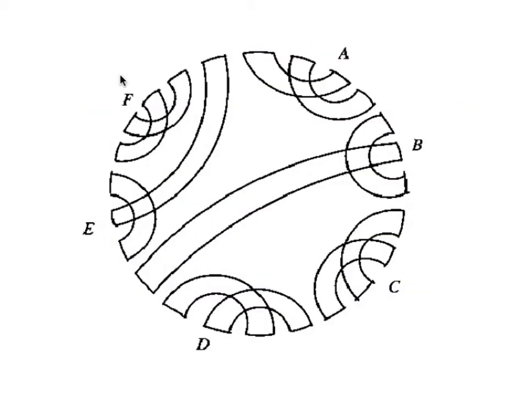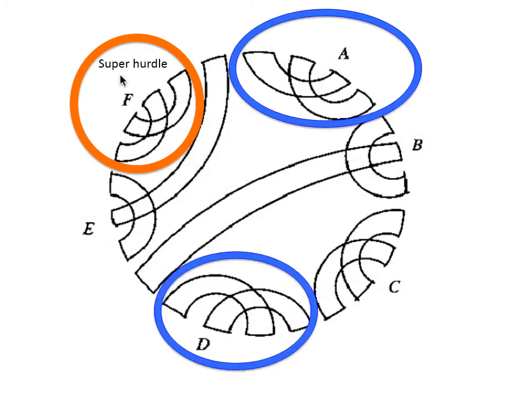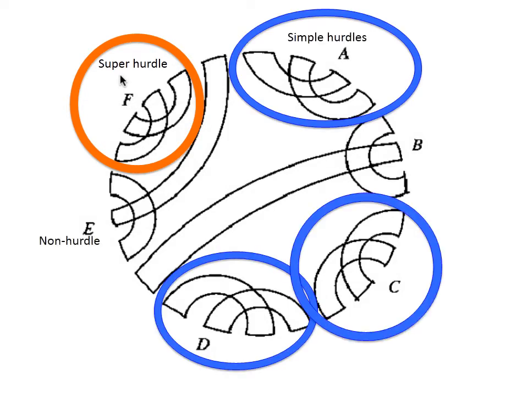Here we have a few different types. So F is a super hurdle. It is protecting E, which is a non-hurdle. If we remove F, E no longer separates F from A or F from B. So E doesn't separate a bad component from anything else without F, and it would become a hurdle. A, D, and C are all simple hurdles, and E and B are both non-hurdles.